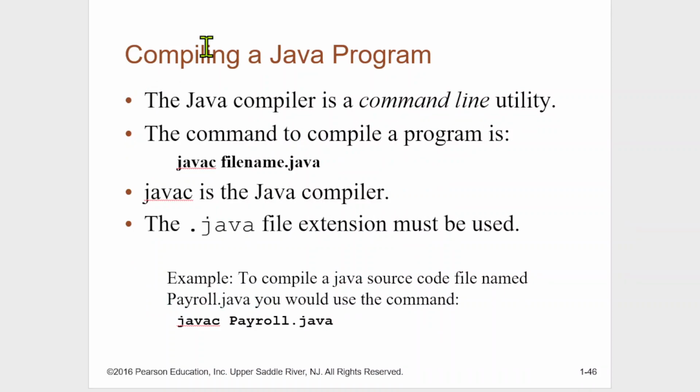The Java compiler is a command line utility. The command to compile a program is javac filename.java. javac is the Java compiler, and the .java extension must be used. For example, to compile the Java source code payroll, you would use the following command: javac payroll.java.